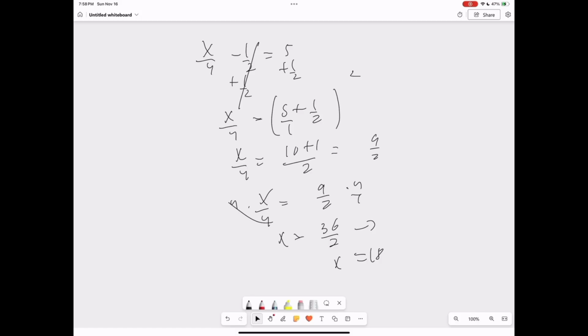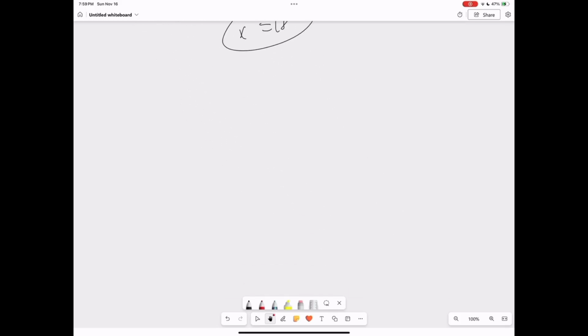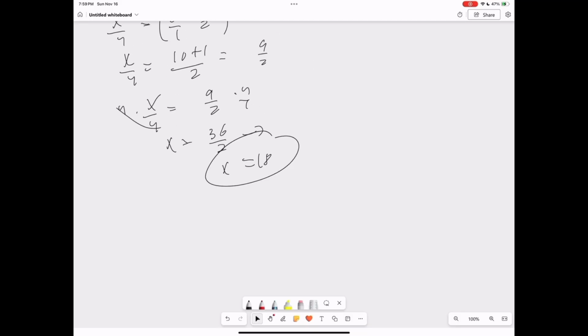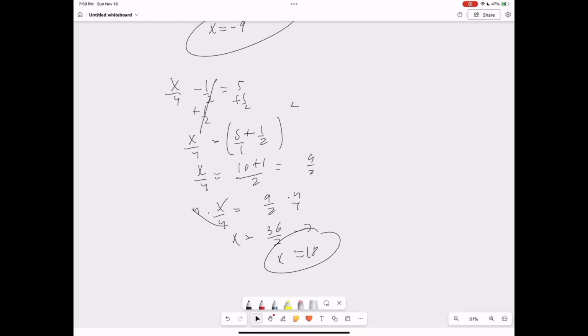So if we verify, if we do 18 divided by 4 minus 1/2, divide by 4. Yeah, this is correct. Should be correct. Yep. So let's try this one. I verified it and it's not right.